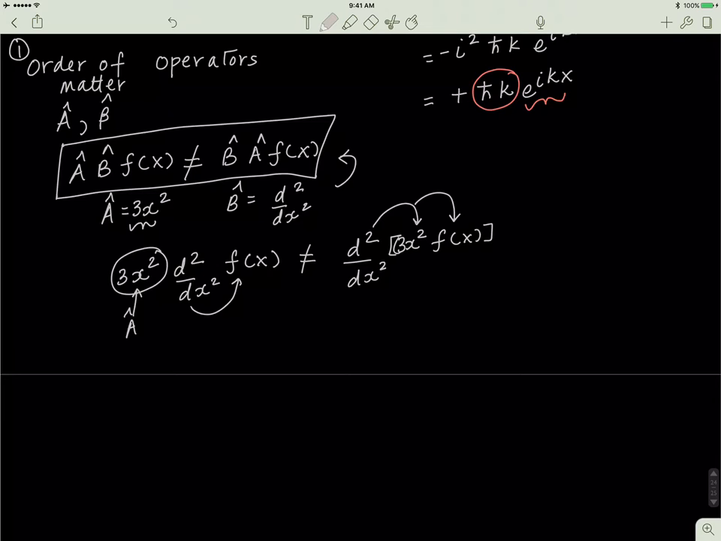So it's very important, don't make this mistake, okay? You have to be very careful about the order of the operators. So that's something you should be mindful about. It is helpful.